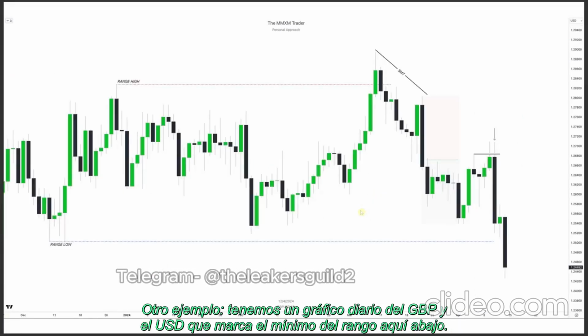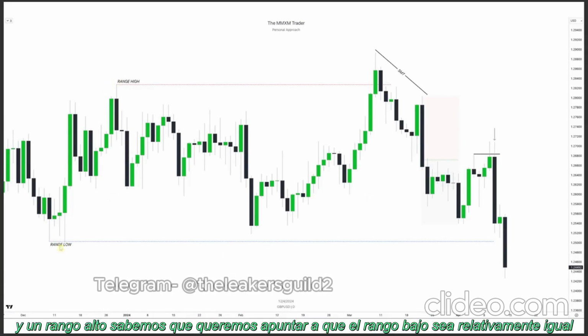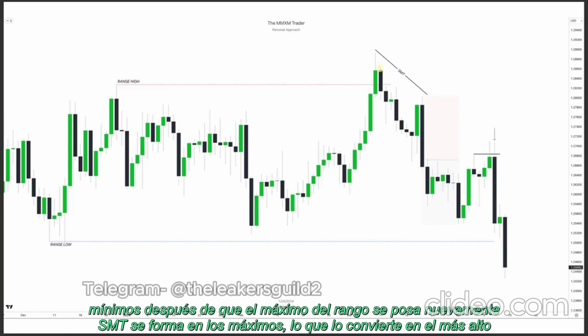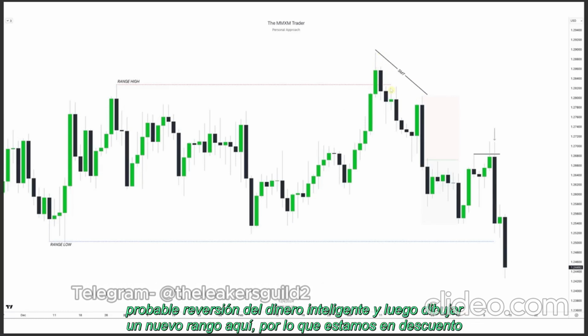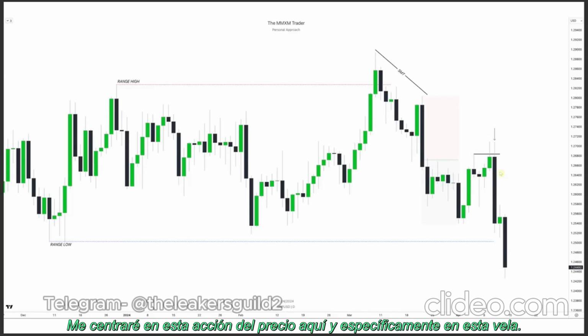So over here we've got another example. We've got a GBP/USD daily chart marking out the range low down here, right? And a range high. We know we want to be targeting that range low, at the relative equal lows after the range high gets purged. Again, SMT formed on the highs, making it a higher probable smart money reversal, and then drawing a new range over here. So we are in discount down here, and in premium up here. We have a premium order block as well. And then we're going to be focusing on this piece of price action over here, and specifically on this candle.